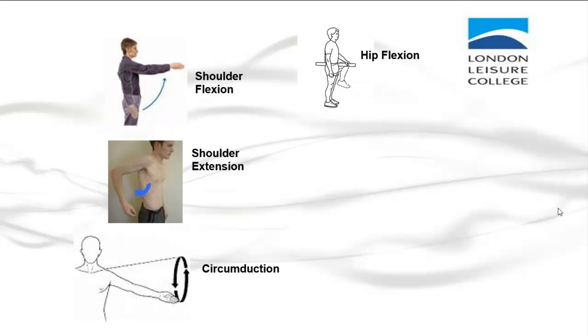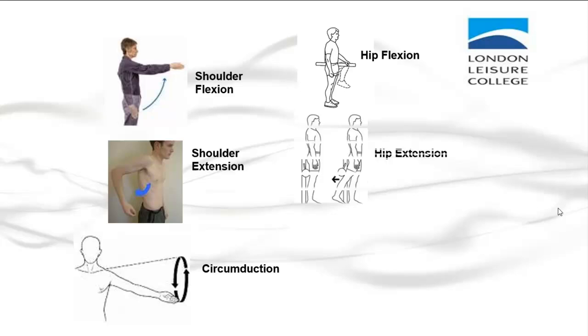Now going back to what I was saying before, anything that happens in front of the body is flexion and behind the body is extension. If you lift your leg up in front of you, because the hip joint is moving, you're performing hip flexion. And then if you take the leg behind you, you're performing hip extension.